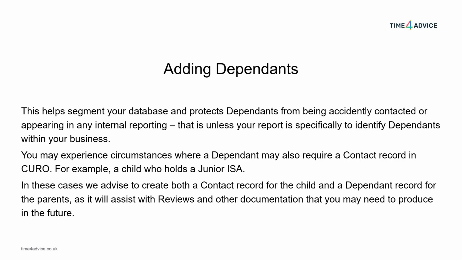You may experience circumstances where a dependent may also require a contact record in Curo. For example, a child who holds a junior ISA. In these cases, we advise to create both a contact record for the child and a dependent record for the parents, as it will assist with reviews and other documentation that you may need to produce in the future.